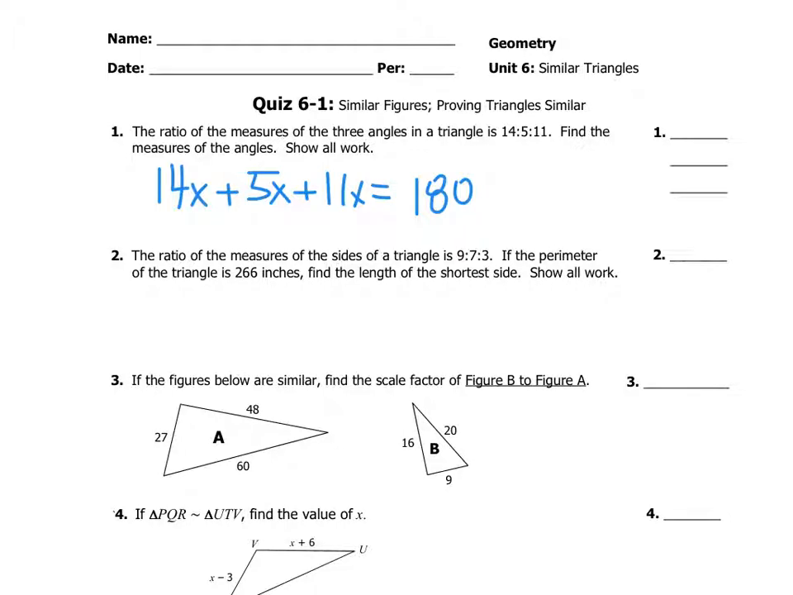So now you're just going to combine your like terms and solve for x, and then plug it back into each one of these to know how many degrees each angle is of the triangle. They should add up to 180. So that's a good way to check yourself.